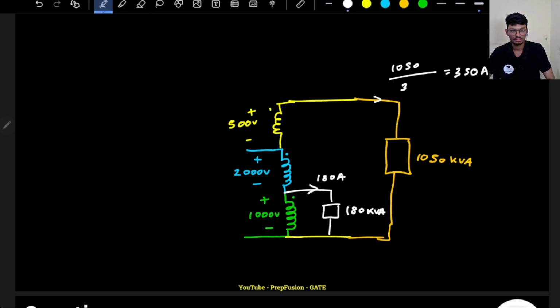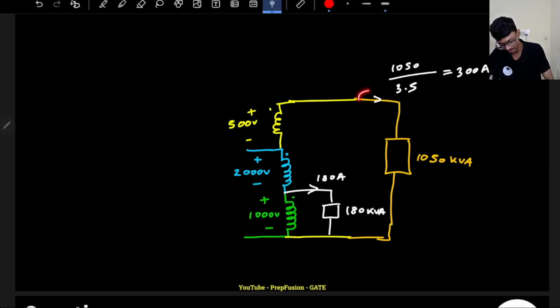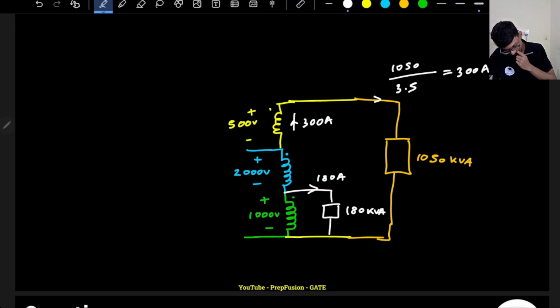Okay. Now, or am I wrong? Okay, sorry, this is 3500, right? So this will be 3.5 actually. So if 3.5 is here, this will come out to be 300 amperes. So 300 amperes is coming here, 180 amperes is coming here. So from here 300 amperes will flow. From here 300 amperes are coming. From here as well 180 amperes is coming. So overall from here 480 amperes will come.